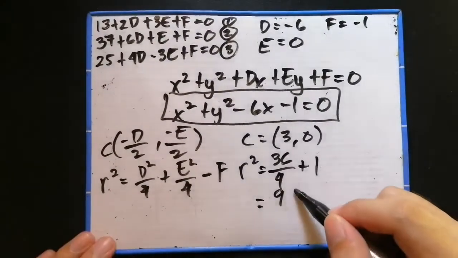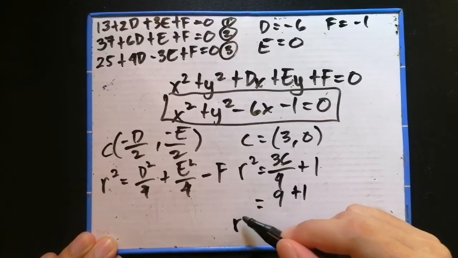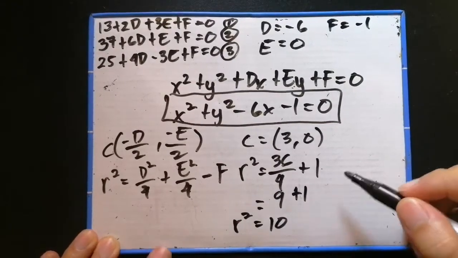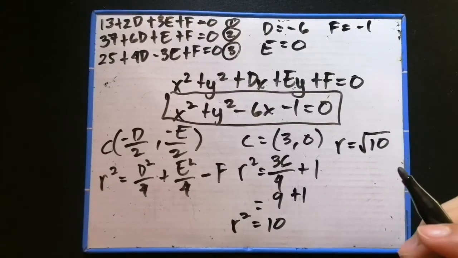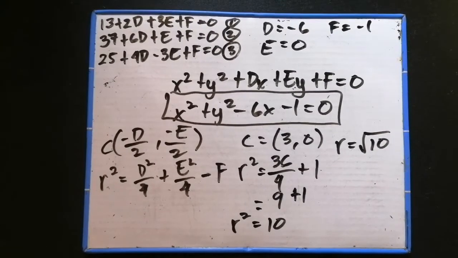Plus 1. So, R squared is equal to 10 or radius is equal to the square root of 10. Kuha. So, that's the end. I hope you learned something.